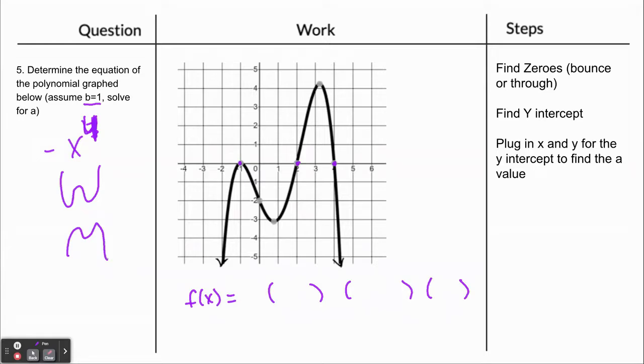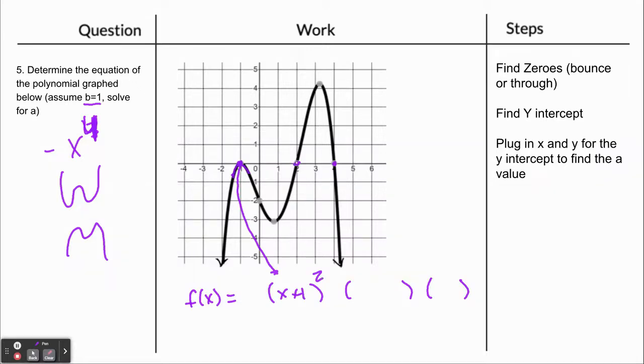Now I have to find out what my zeros are. I see that when x is negative 1, it gives me 0. So I'm going to have x plus 1 as one of my factors, because if I plug in negative 1 for x, that would give me 0. The other thing is that I see the graph bounces at that point, so it's going to be x plus 1 squared.